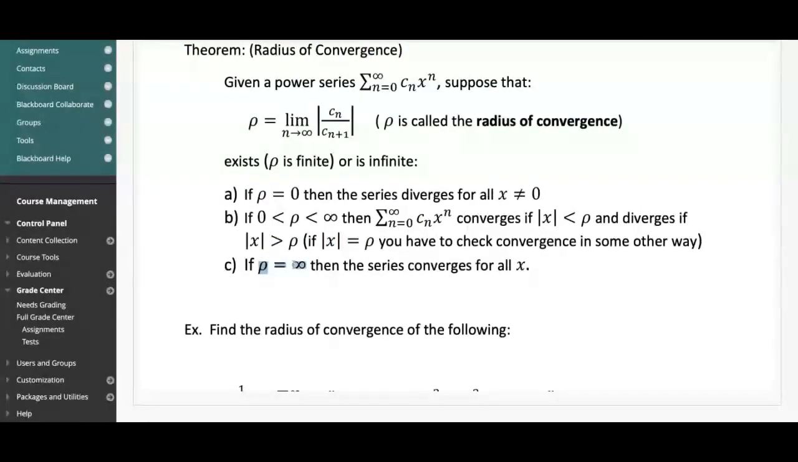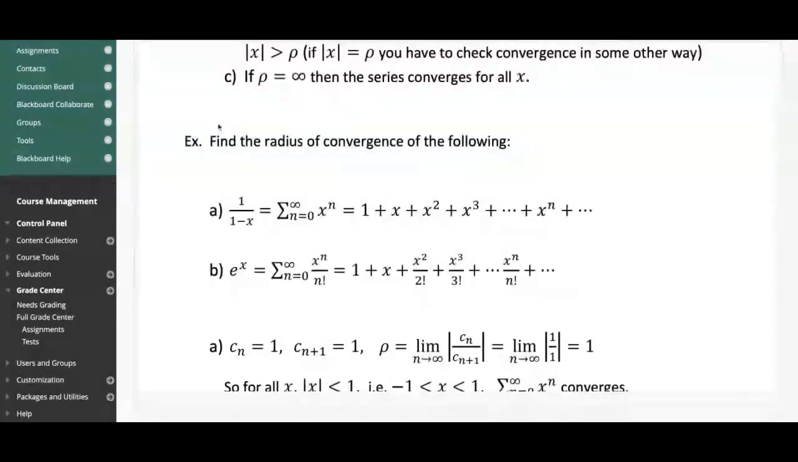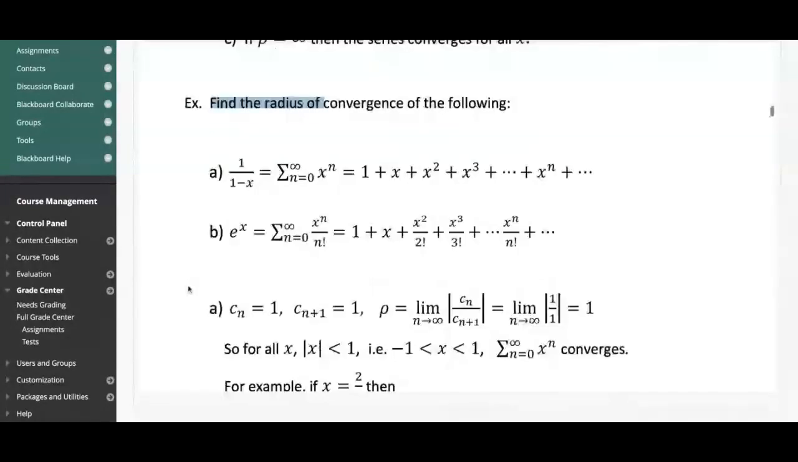If rho equals infinity, which we already saw 2 examples of, and she showed 1 example, and Junyi showed 1 example, right? If the limit equals infinity, then the series converges for all real numbers. Let's see some examples to review.